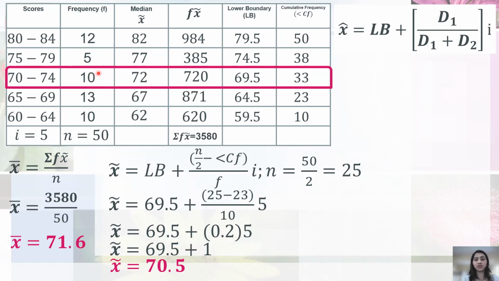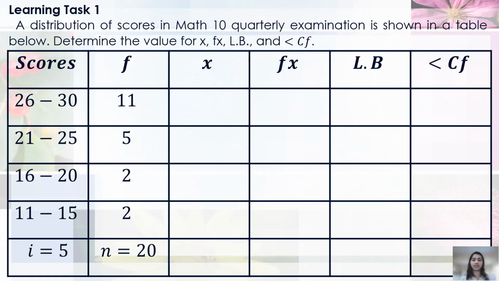When we substitute that, we have a lower boundary of 69.5 added to 3 divided by 3 plus 3. So we have 3 over 6. If we simplify that, that is 1/2. And we all know that the interval is 5. 1/2 times 5 is equivalent to 2.5. If we add 2.5 to 69.5, we will have 72. So our mode is 72.